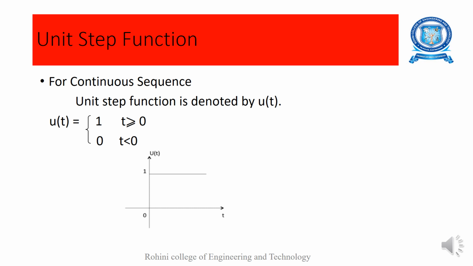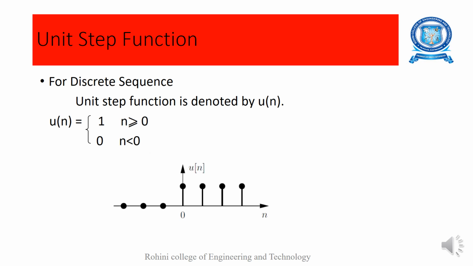Here, this is the unit step representation. It is denoted as u(t) equal to 1 for t greater than or equal to 0, and 0 for t less than 0. This is the representation of the continuous time signal. And this is the unit step representation of the discrete time sequence, where u(n) equal to 1 for n greater than or equal to 0, and 0 for n less than 0.